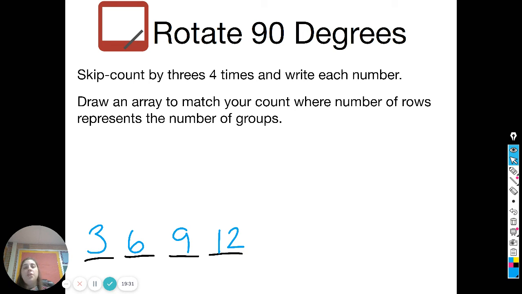Draw an array to match your count where the number of rows represents the number of groups. Well, let's count how many groups we have. We have 1, 2, 3, 4 groups. So that means that we should have 4 rows. Go ahead and draw an array to match our skip count. So we'll have 4 rows, and we're counting by threes. So how many will be in each row? Go ahead and draw that out.